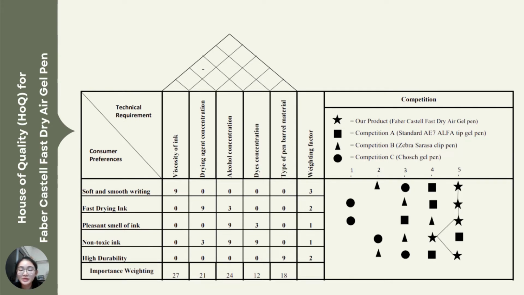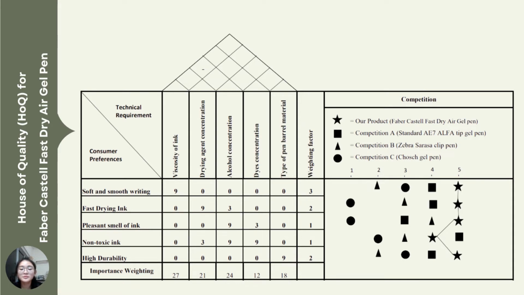First and foremost, the writing texture of a pen, whether it can write soft and smoothly, strongly depends on the viscosity of the ink, with the score of 9. To have a smooth writing pen, we have to design a pen ink with ultra-low viscosity. Besides, whether the ink dries fast depends on the alcohol concentration and more significantly on the drying agent concentration in the ink. By increasing concentration in both alcohol and drying agent, it can help the ink to dry faster.